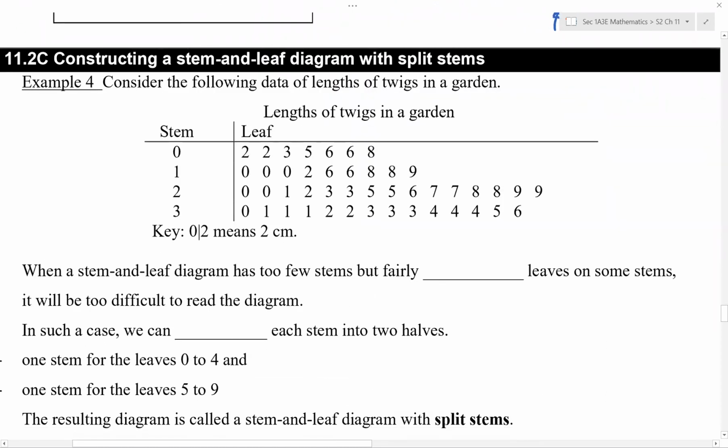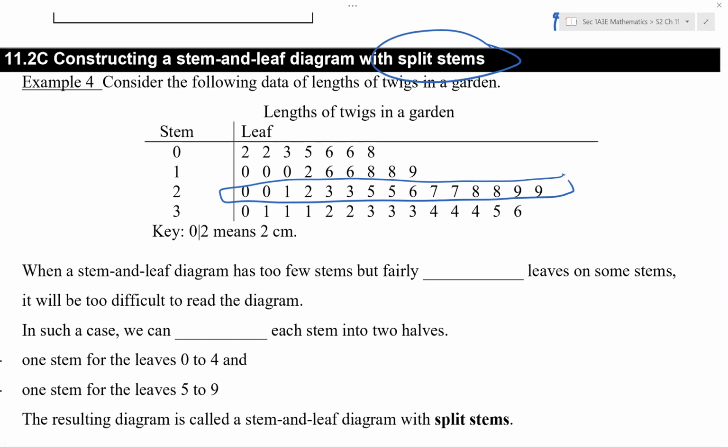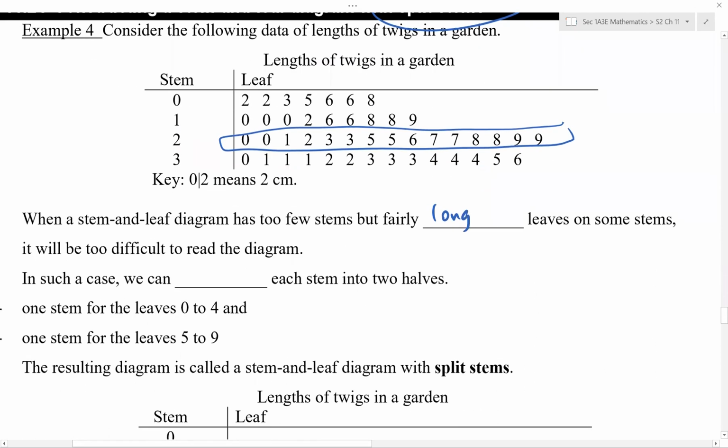Okay, now 11.2c, we have a stem and leaf diagram with split stems. So consider this set of data in example 4. We have the lengths of twigs in a garden, and we see that the stems will be 0, 1, 2, 3. We see that there are so many leaves over here. It becomes quite difficult to read. When a stem and leaf diagram has very few stems, in this case there are only 4, but fairly long leaves on some of the stems, it can be difficult to read.